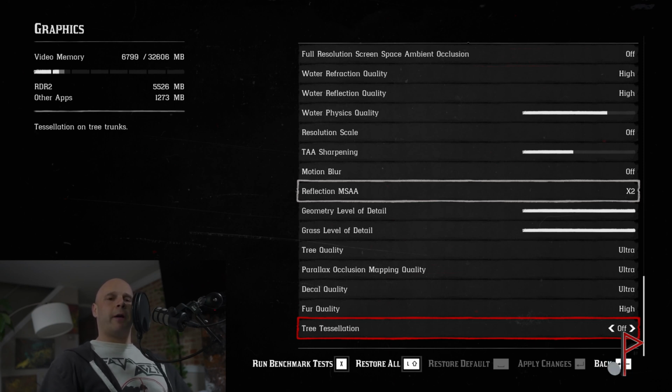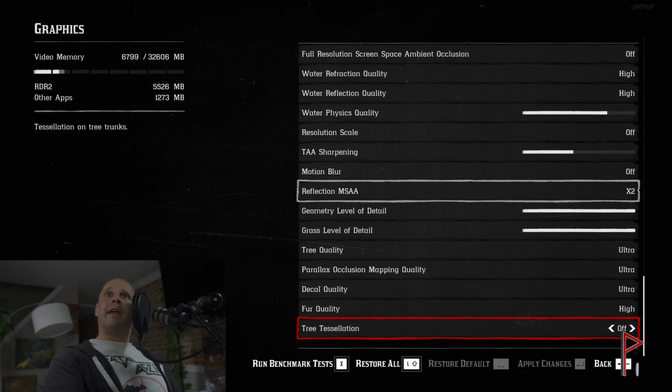TAA sharpening. Now, when we increase the LOD, we're introducing a lot of fine lines in the textures that are observable at a distance, like those distant mountains or whatever. And this can introduce a bit of aliasing. So by sharpening the TAA, and we're going to talk about TAA, you can counteract that.